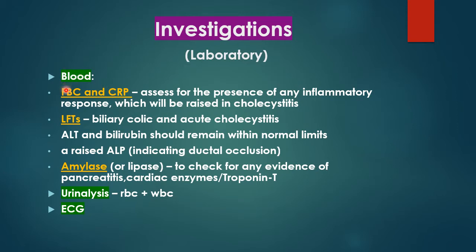Okay, laboratory tests involve blood tests such as the full blood count and creatinine, C-reactive protein, to assess any inflammatory changes suggestive of acute cholecystitis. Liver function tests are classically normal in biliary colic, and in acute cholecystitis also the serum liver enzymes may be normal. ALT and bilirubin should remain within normal limits in acute cholecystitis. A raised alkaline phosphatase may be indicative of some degree of ductal obstruction due to inflammation. Serum amylase or lipase to check for any evidence of pancreatitis. Urine analysis, look for hematuria and white blood cells in the urine, and ECG.